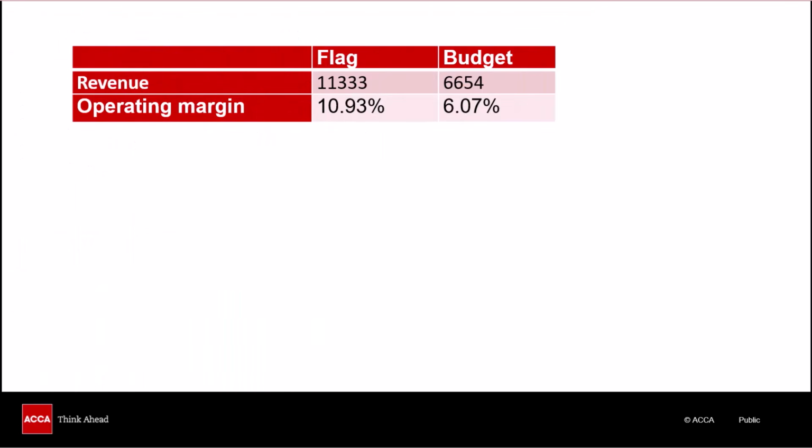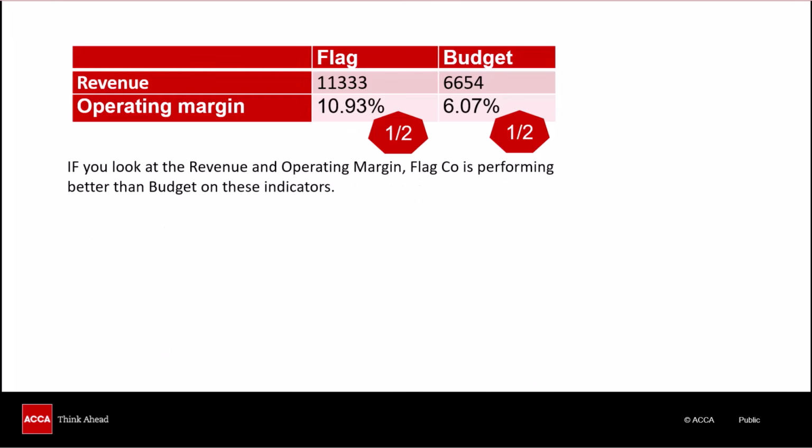Now let's look at revenue and operating margin. How do we get marks? Well, first of all, for calculating those operating margins, you'd get half a mark each. But would you get a mark for this? If you look at the revenue and operating margin, Flag Company is performing better than Budget on these indicators. No, that gets 0 marks. It's just a statement of fact. There's no explanation.